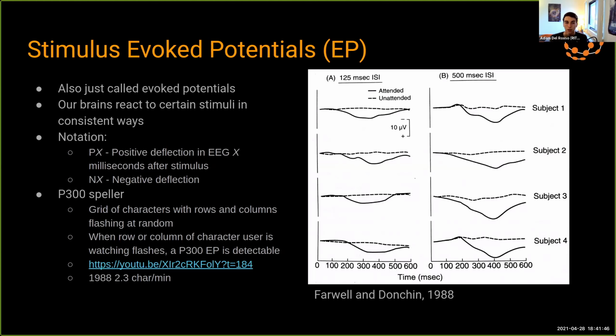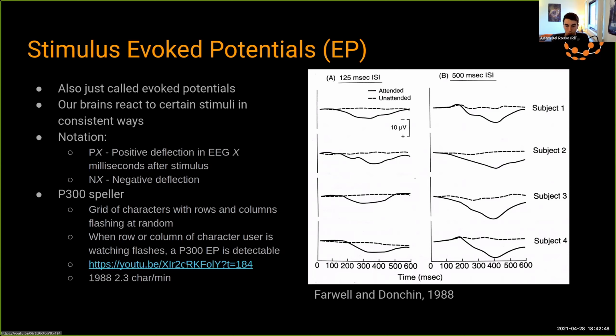Cool. Thanks, Harrison. Yeah, so this is synchronous. It's detecting some response of the brain as a result of some stimulus happening on a screen or somewhere else. So for the stimulus evoked potential, there are potentially many different stimuli that work, but the notation that you'll see is P followed by a number of milliseconds, or N, and that's either a positive or a negative deflection in that EEG recording. One of the most common forms of stimulus evoked potential is the P300 speller. Again, this is a positive deflection roughly 300 milliseconds after the stimulus. You can see these deflections here, just an example of it.